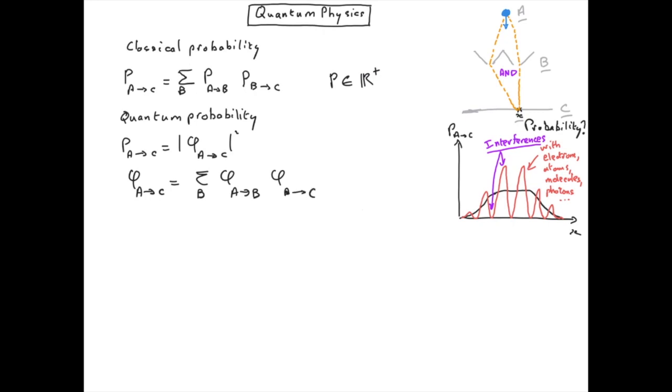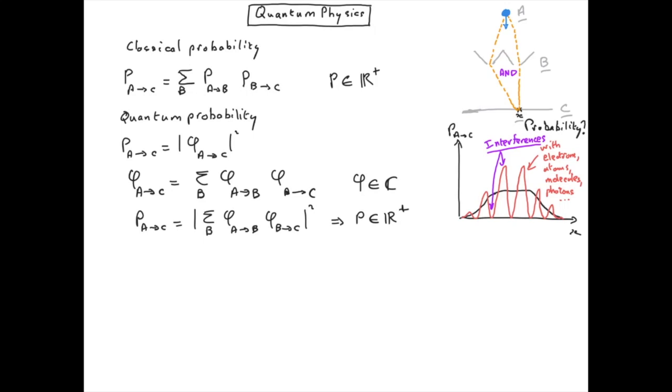If we substitute into the expression for the probability in quantum physics, we get... Remember that we defined the amplitude of probability phi as a complex number. But what really matters is that the resulting probability p has to be a positive real number. And indeed, this is what we get because we take the modulus squared of this expression.